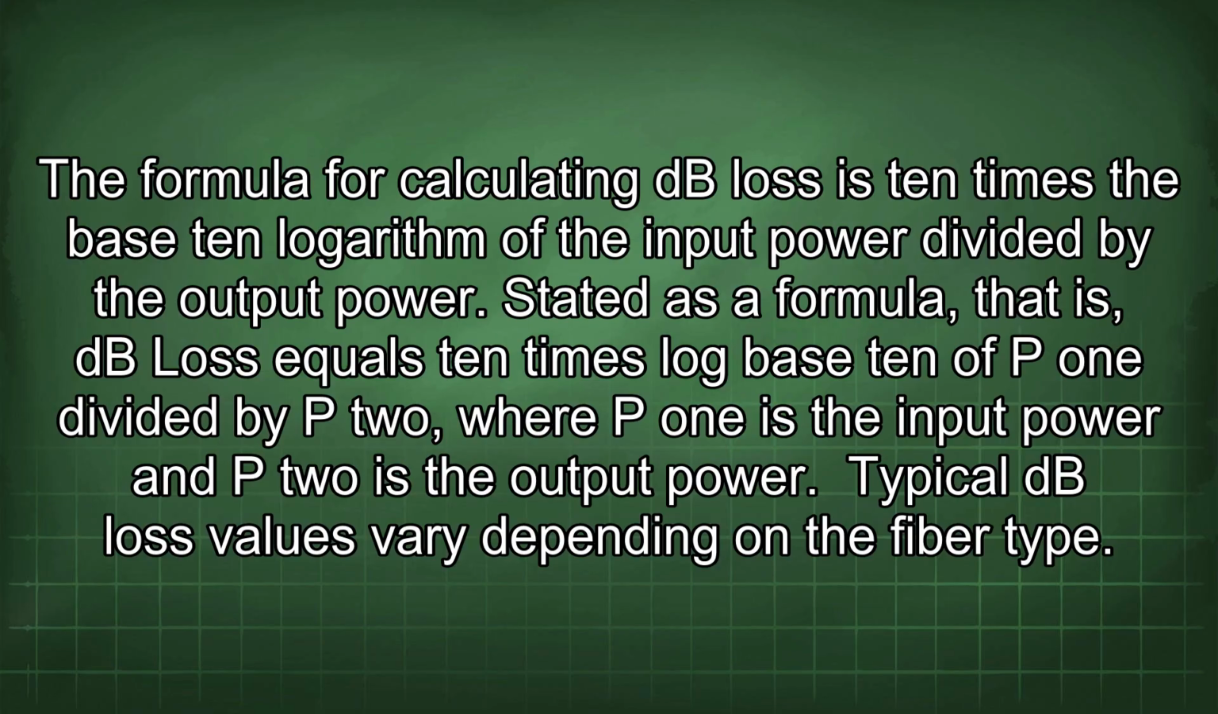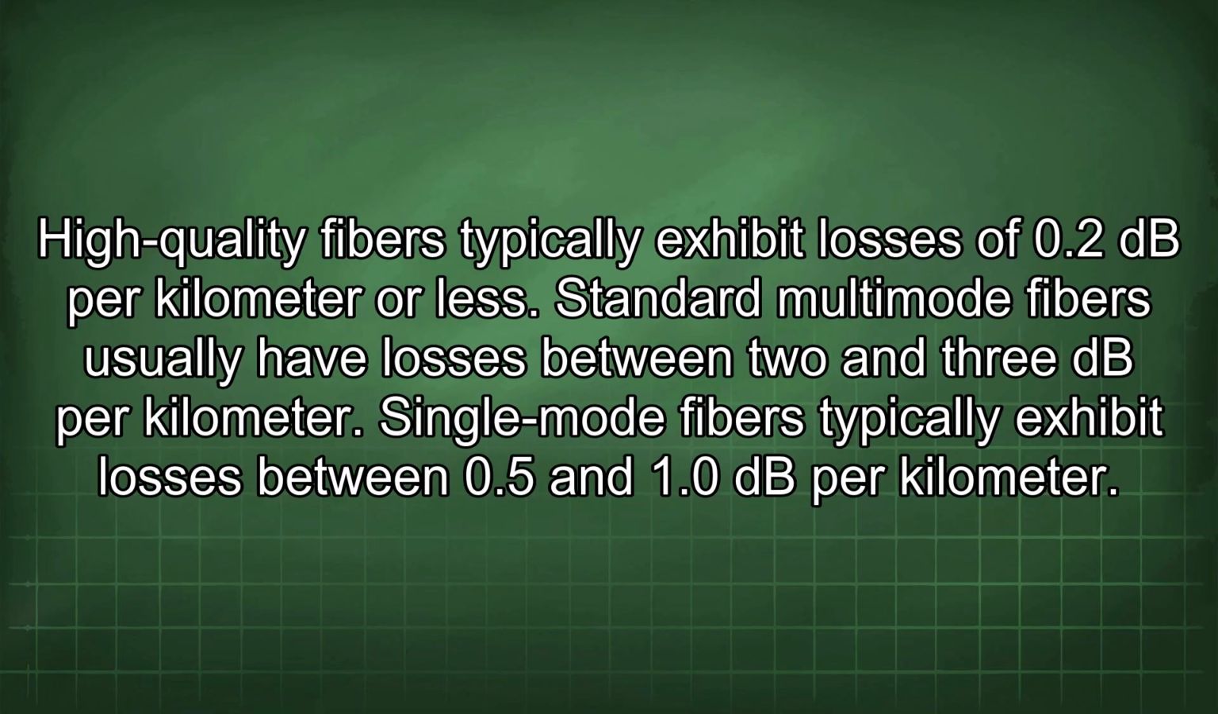Typical dB loss values vary depending on the fiber type. High-quality fibers typically exhibit losses of 0.2 dB per kilometer or less. Standard multimode fibers usually have losses between 2 and 3 dB per kilometer. Single-mode fibers typically exhibit losses between 0.5 and 1.0 dB per kilometer.